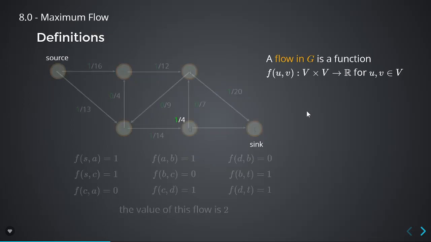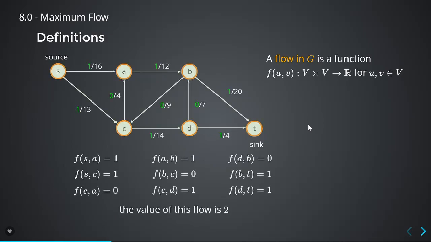For example, here's a flow with value 2, because I'm only sending 1 along S, A, B, T and 1 along S, C, D, T. But you see how this is just another mapping from the edges to values. Now f(S,A) is just 1, f(A,B) is just 1, f(D,B) is 0, f(B,T) is 1, and so on. That's what a flow is. So make sure you understand what a flow is, and it'll be natural to understand what a maximum flow is.